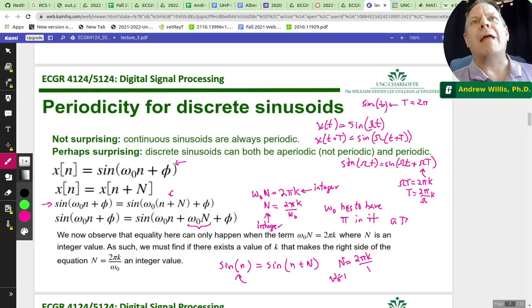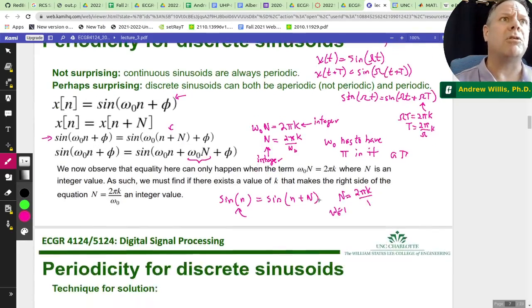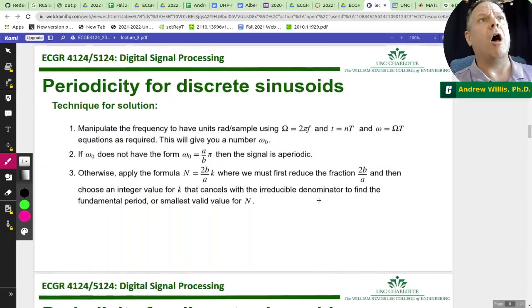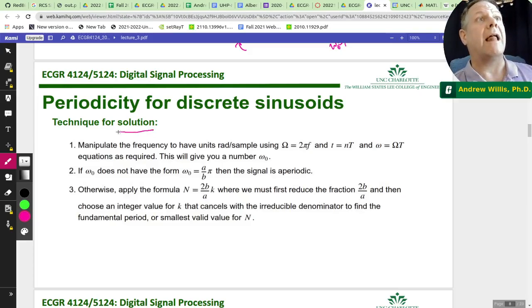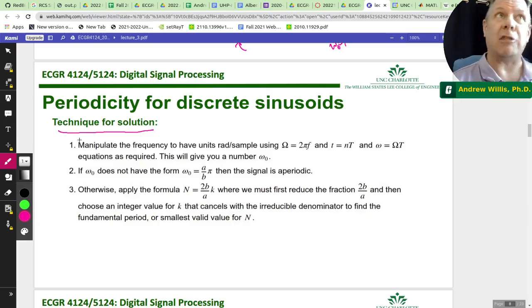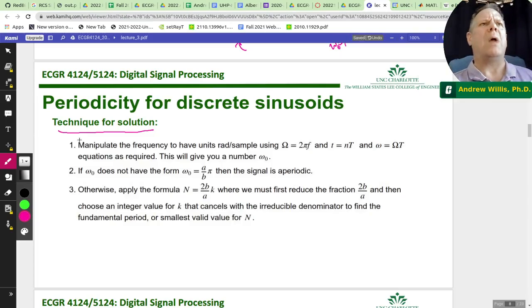Okay, so then we can start asking questions. What kind of number does omega naught have to be? This gives you the way that I can always solve for the period of a discrete sinusoid if I do the following 3 steps. As I go through class, I will give you these things called techniques for solution. This is the way that you go about solving a problem asking you for the periodicity of a discrete sinusoid that will never fail. Absolutely cannot fail.